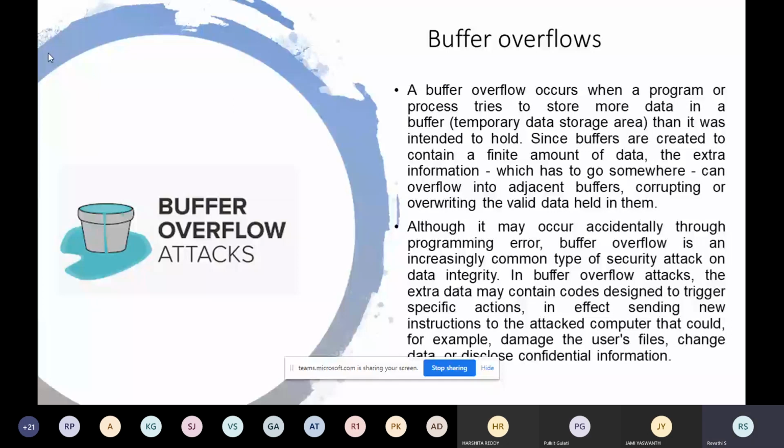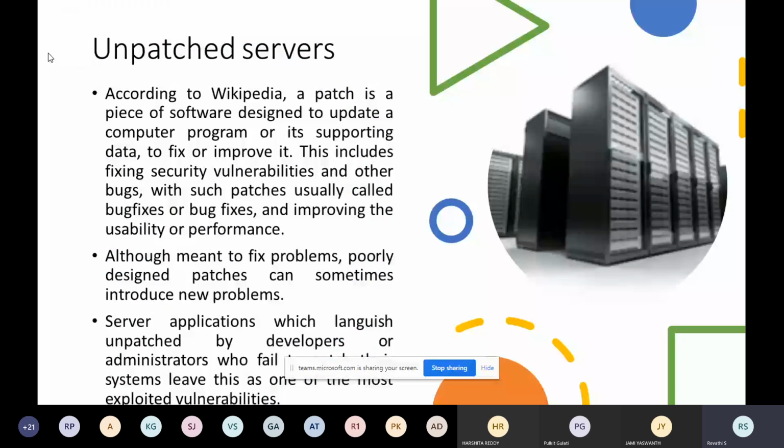Unpatched servers: then and there we need to assess any vulnerability existing in the server, and accordingly we need to update. It can be an application, a server or anything. We need to perform the update then and there. This updating is done using a software program called patching. If that update is not there, it will also lead to attackers exploiting this particular system.